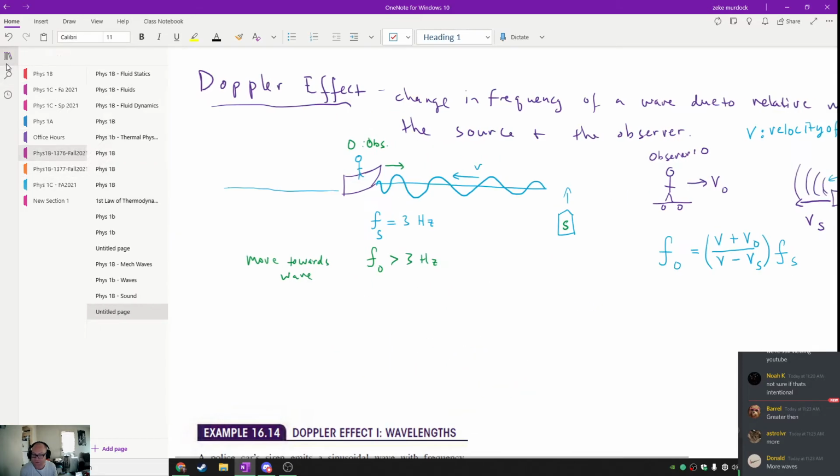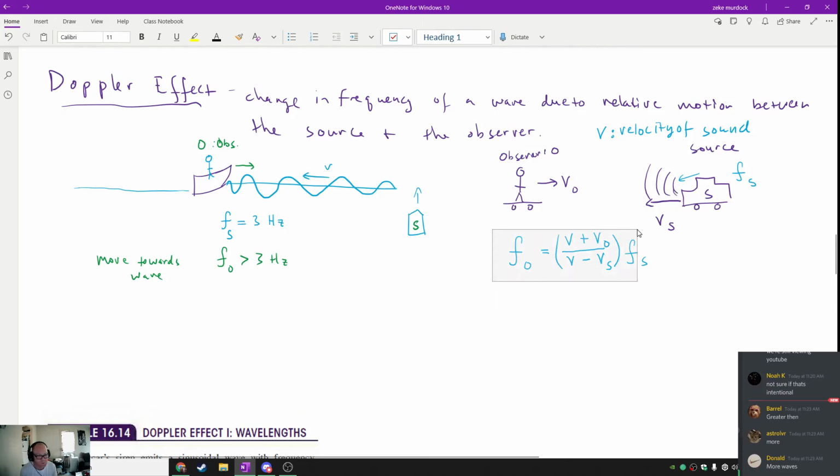Because I'm kind of doing this without notes, and this is one place where we're kind of deviating from the book. So here is the Doppler effect equation.